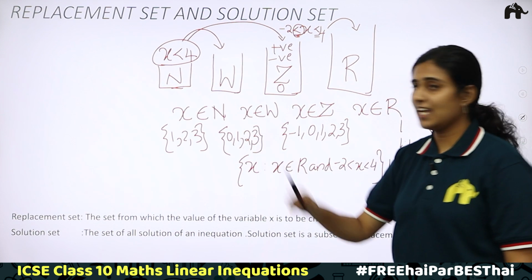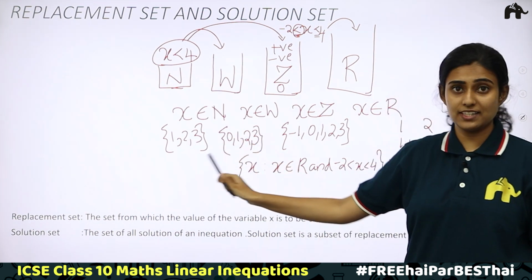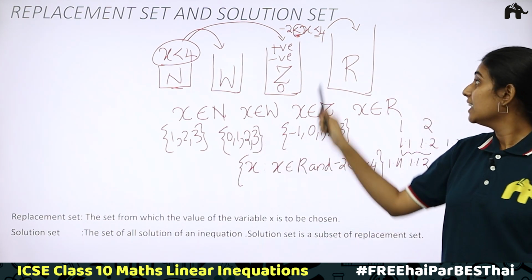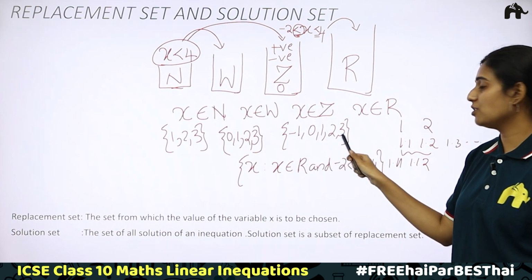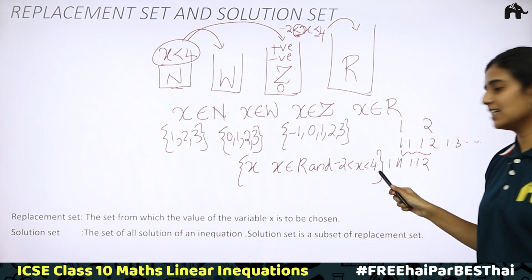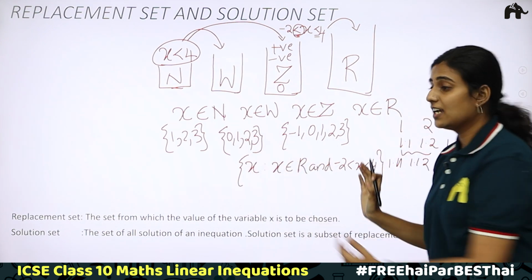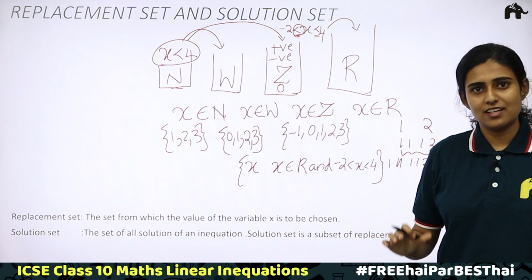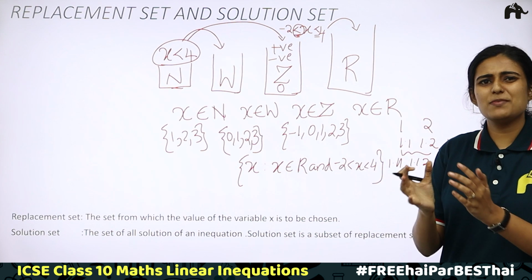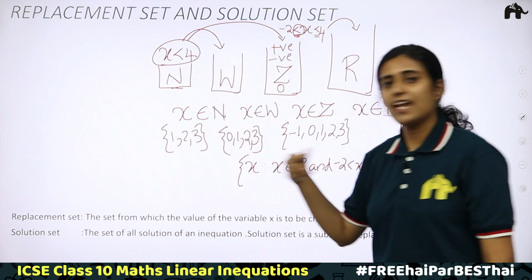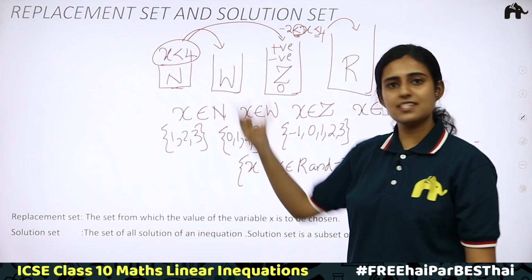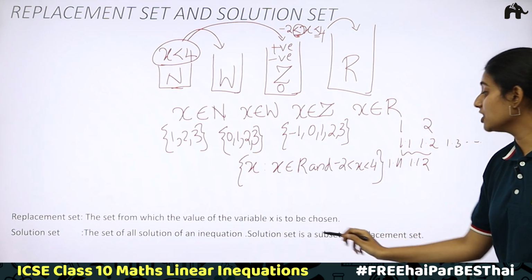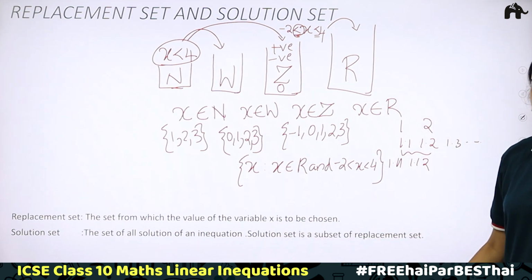Here, in the first case, we have the set containing 1, 2 and 3. In the second case, it is the set containing 0, 1, 2, 3. In the third case, minus 1, 0, 1, 2, 3. In the fourth case, we have given a condition like this. This is the set. Now, this set is a subset of the first replacement set. What is a subset? Subset means a small part of it. Like 1, 2, 3 are natural numbers and they follow this condition. So, solution set is the set of all solutions of an inequation, and solution set is a subset of replacement set. Remember these points. Clear?